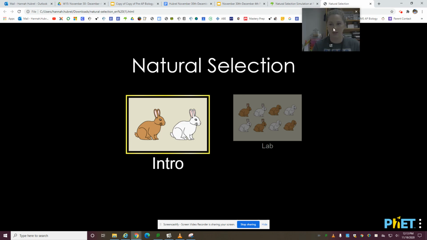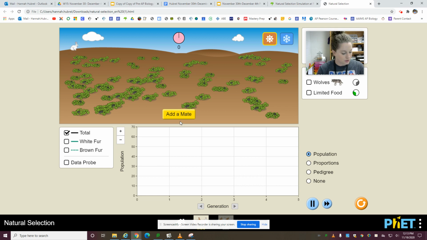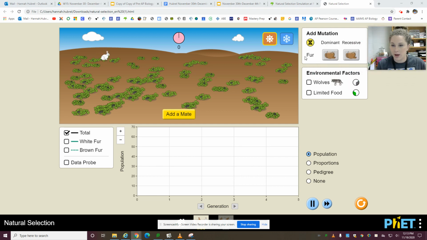So this is the simulation. Let's go through the intro first. It says, what are some variables that we have control over in the simulation? Right here, we have control over if they have brown fur or white fur. We have control over the heat or cold. We have control over how many wolves are there and how much food they have. Those are all variables that we have control over. You'll need to type some of those things on question number 1.